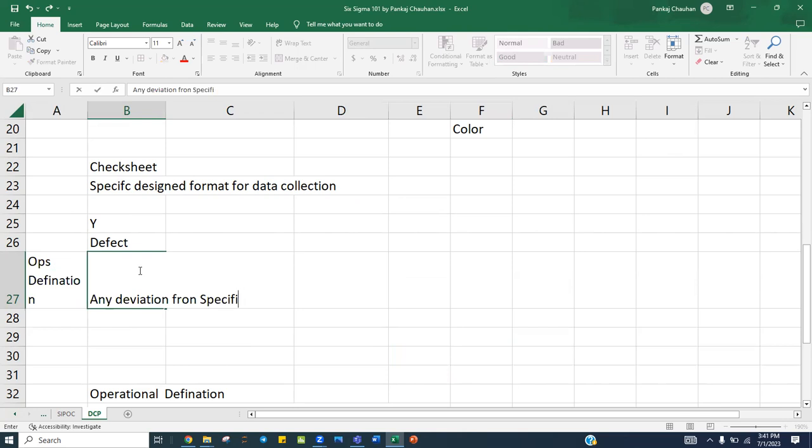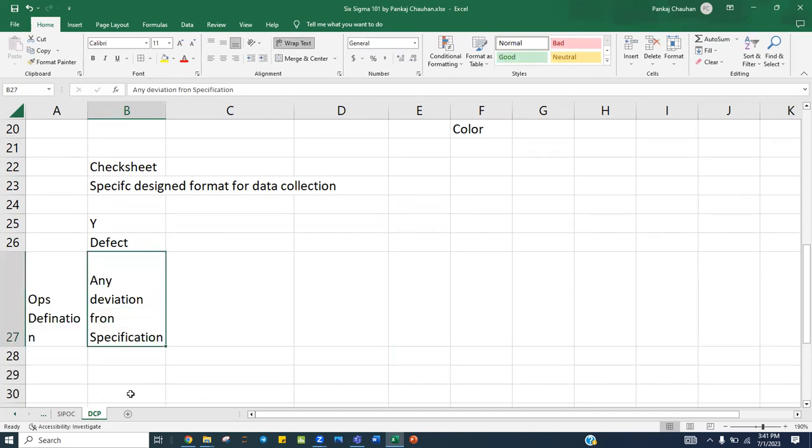So any value, in case it is going outside the specification, either the upper or lower, whatever, many times you have the specification higher is better, many times you have the specification lower is better, many times you have the nominal specification. So any value which is going out of the specification, you will consider as a defect, and here you are collecting the data.